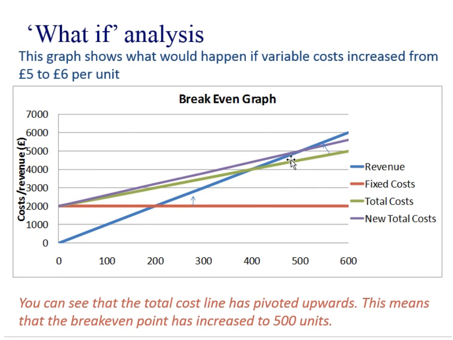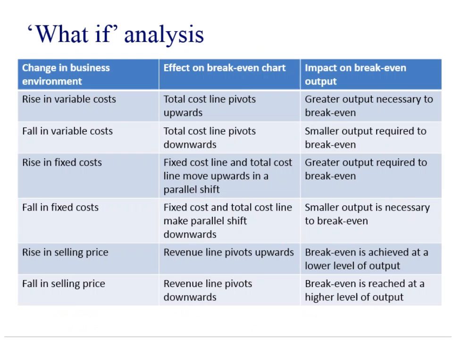And then if your variable costs increase, we get a pivot upwards. So we've got the variable costs have increased from £5 to £6 per unit in this example, and we've got the break-even output increasing from, it looks like 400 to 500 here because it's pivoted upwards. If variable costs reduce, it would pivot downwards. Okay, so that's your what-if analysis. You can pause the slide or the screen at this point to summarise this, or if you want to have a read through this.